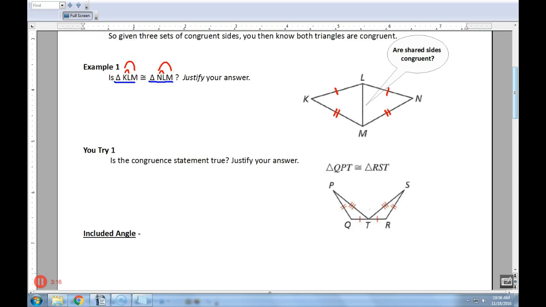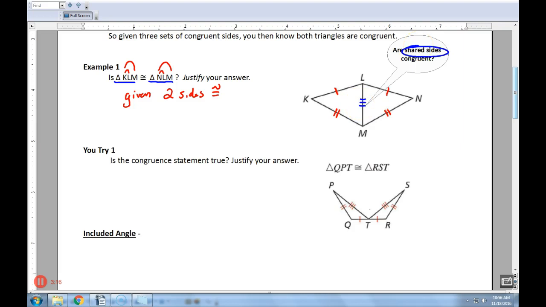Well, you might say, wait a minute, I only have 2. Right now I'm given 2 sides congruent. So I might say, no, I don't have side-side-side. But if you look here, the way these triangles are positioned, they are shoved right up next to each other to where they share a side.